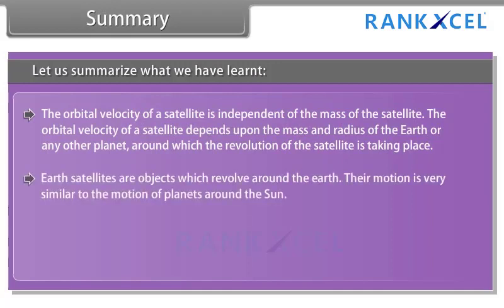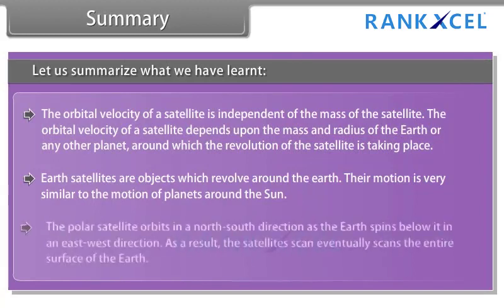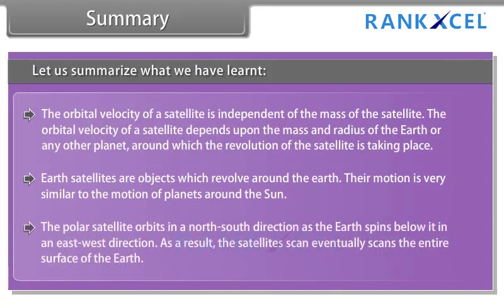Earth satellites are objects which revolve around the Earth. Their motion is very similar to the motion of planets around the Sun. The polar satellite orbits in a north-south direction as the Earth spins below it in an east-west direction. As a result, the satellite eventually scans the entire surface of the Earth.